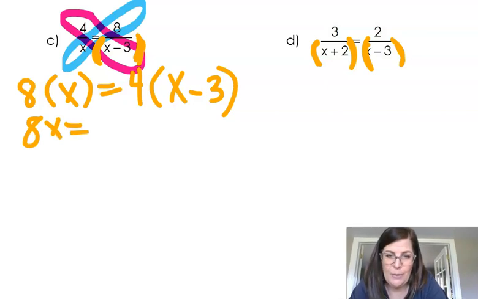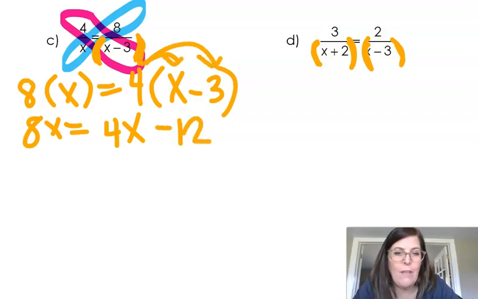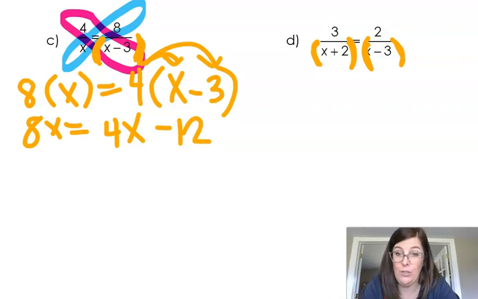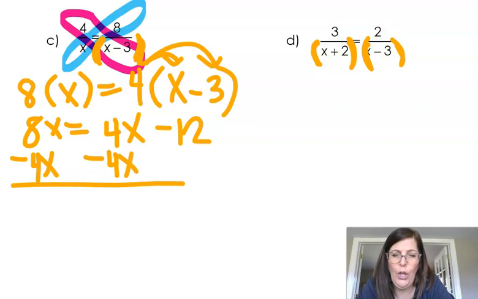Now, I've got an equation. 8x is equal to 4x. Now, don't forget to take this 4 to this negative 3, right? So 4x minus 12. People are good at the 4x. Sometimes not so good at the minus 12. All right, now home free here. We got this. Move the 4x over. 4x is equal to negative 12.